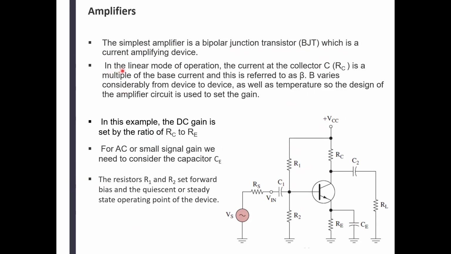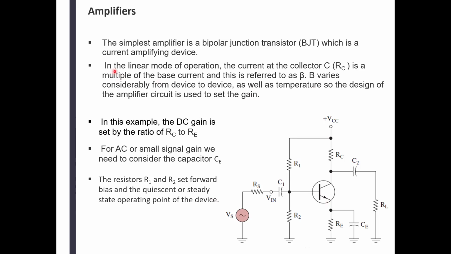In the linear mode of operation, the current at the collector... Here's the base, here's the emitter, here's the collector, and we're talking about an NPN transistor here. So depending on the base current or the voltage of the signal, which causes the current changes, we're going to have current variations in that transistor. Now, this amplifier is made so we could use as much of the linear region as possible.